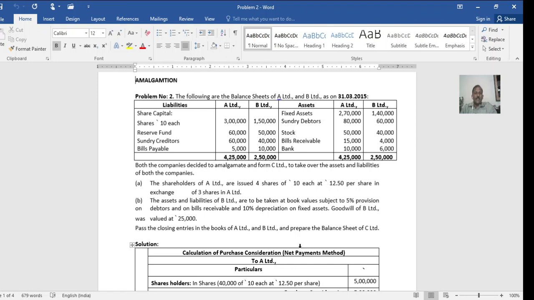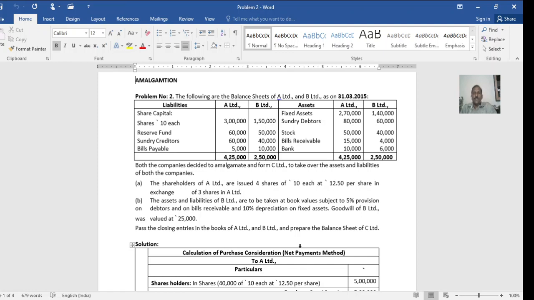Both the companies decided to amalgamate and form C Limited. So A closes down its business, B closes down its business, and C is a new company formed. So here C is the transferee company whereas A and B are transferor companies. It is decided to take over the assets and liabilities of both the companies, with no exceptions. Here, the shareholders of A Limited are issued 4 shares of 10 each at 12 rupees 50 paise per share in exchange for 3 shares in B Limited.